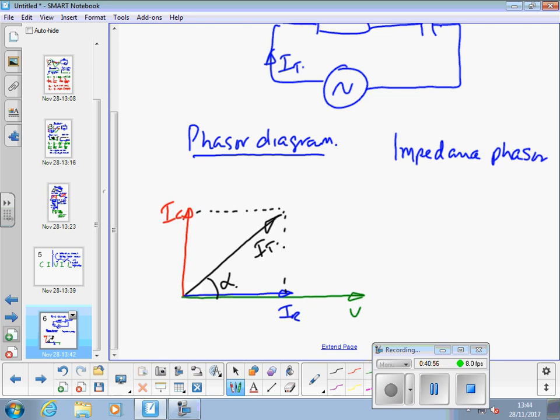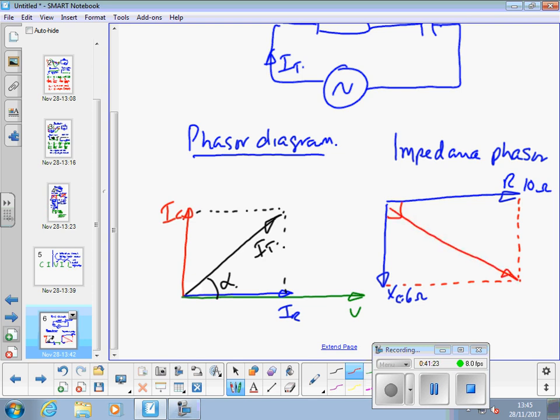Impedance phasor has R, 10 ohms, it's the horizontal part, XC, 6 ohms, the vertical part, negative, by the way, for a capacitor, 90 degrees in there. The total impedance, ZT being there, and an angle in there.